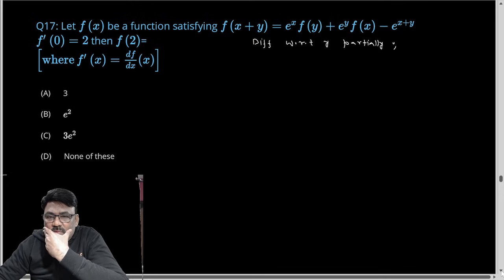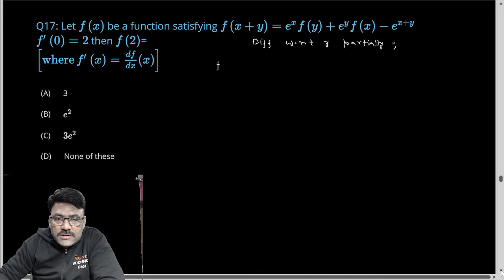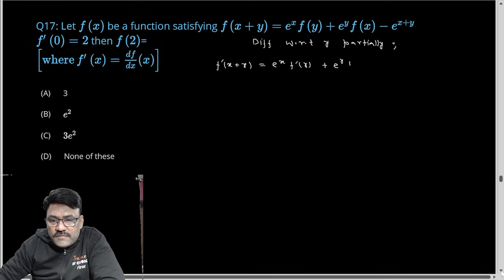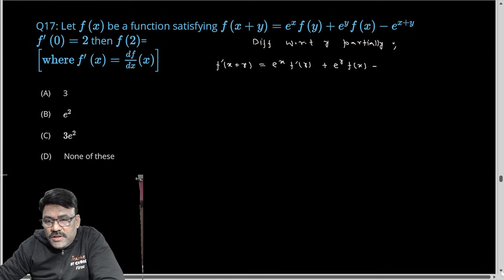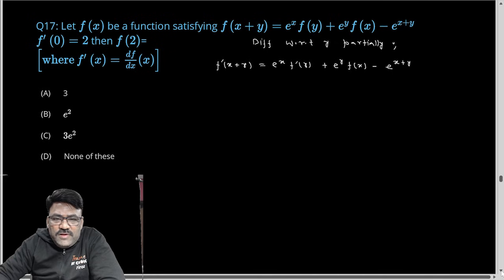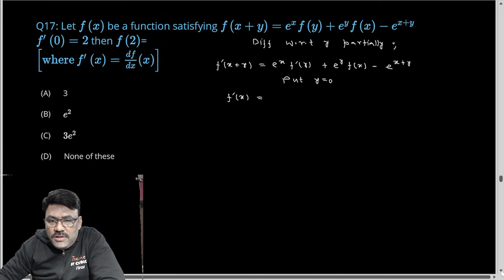Differentiating with respect to y partially means differentiating with respect to y, treating x as a constant. So what will you get? f dash (x plus y). e raised to x is constant, left as it is, f dash y. The derivative of e raised to y is e raised to y, f(x) left as it is, as f(x) is a constant. Then the derivative of e raised to x plus y is e raised to x plus y only with respect to y. Now see, f dash 0 is given, f dash 0 is 2. So put y equal to 0 here. When you put y equal to 0, you are getting f dash x, e raised to x f dash 0. f dash 0 is 2. So it is 2 e raised to x.